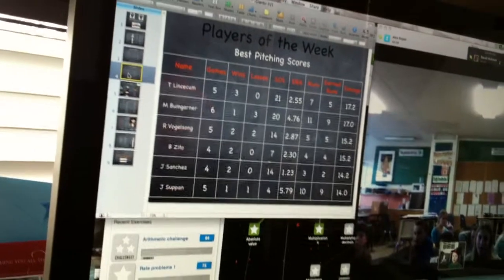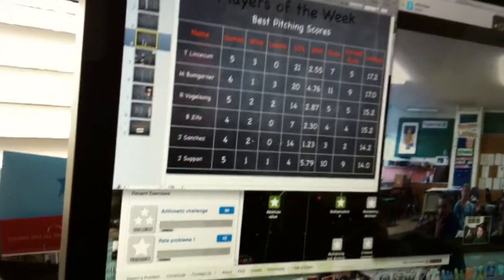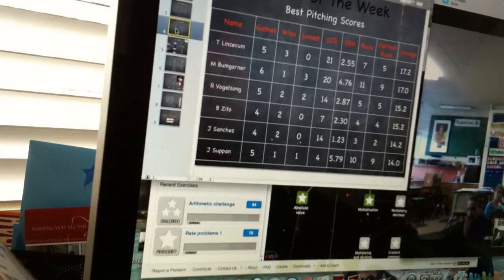And here are the 6 best pitchers so far. Last week.